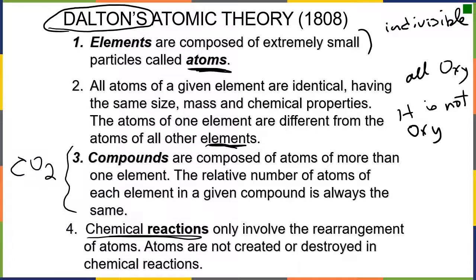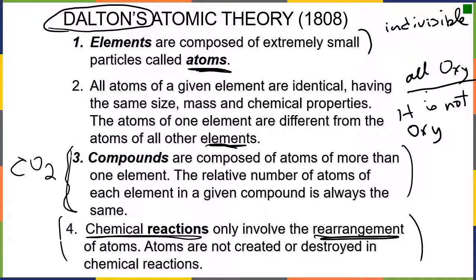Now, we put this together using Lavoisier's theory of mass conservation, and we say that in a chemical reaction, atoms only rearrange. They're neither created nor destroyed. They simply rearrange and make new compounds. So that's where we stand right now, is that atoms are indivisible. All the atoms of a given element are the same. Compounds are two different elements in a fixed ratio. And in a chemical reaction, atoms just rearrange. They are not created or destroyed.